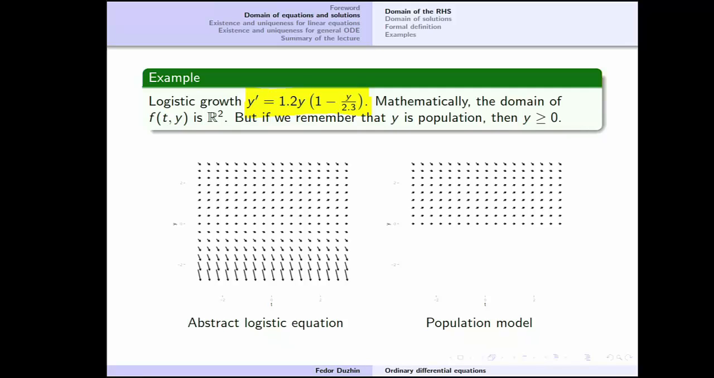But at the same time, if you remember that y is population, then you don't really need to even consider the case when y is negative, so you can simply exclude it from your domain, right? So in other words, if it is an abstract equation, its domain is the whole plane, but if it is an equation that is supposed to model the real process, the population growth, then its domain is the half plane y bigger than or equal to 0.